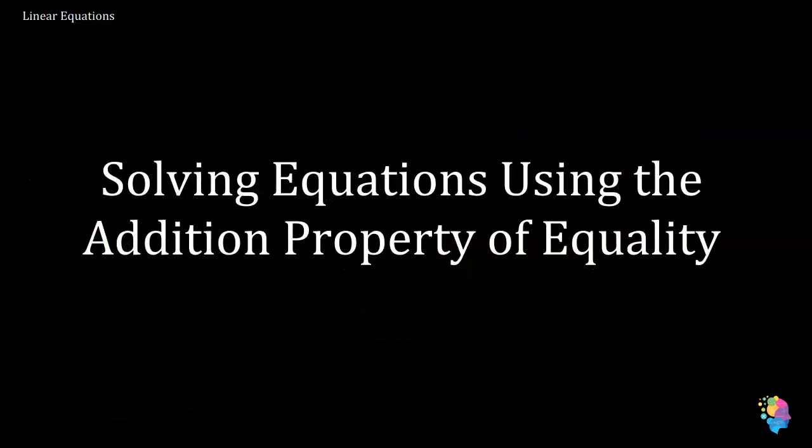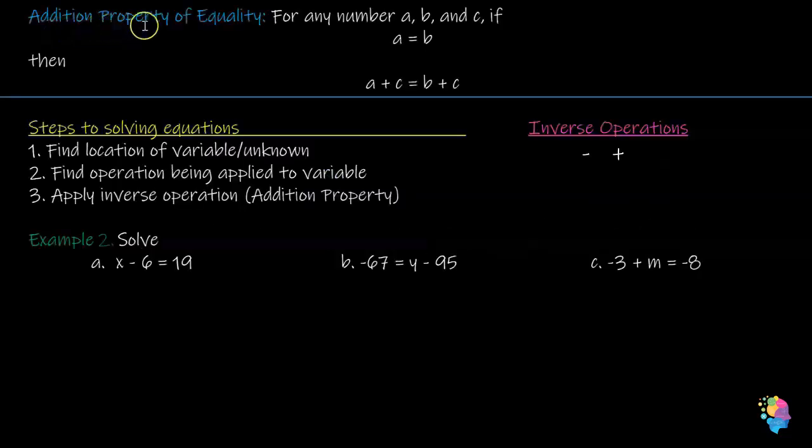Then let's try solving equations using the addition property of equality. The addition property of equality states that if you have A is equal to B, then adding the same value to both sides of the equal sign will not change the equality. So then the steps that we're going to use are going to be the same as before. First, we need to find the location of the variable or the unknown, find the operation being applied to the variable, and then apply inverse operations.